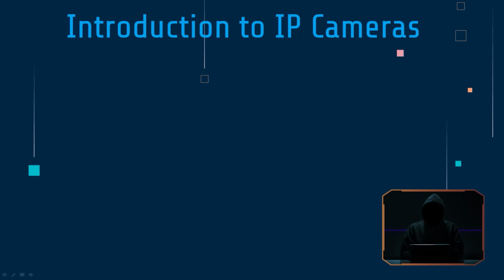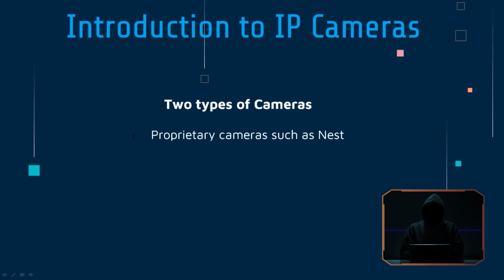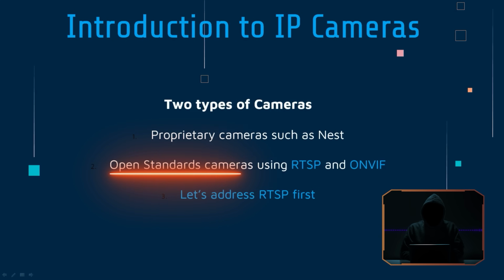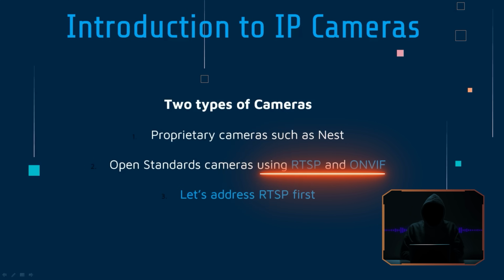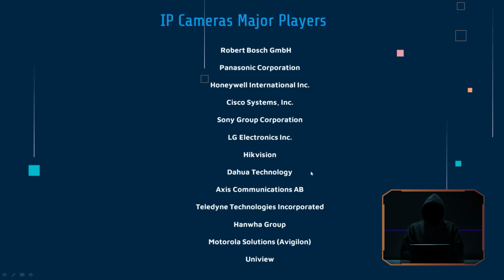So as this slide shows, there's at least two types of cameras out there. There's these proprietary cameras, like the Nest cameras, and then there's the open standard cameras, which are the vast majority of the cameras, right? And these use RTSP and ONVIF. These are two of the protocols that are used in these cameras. In some cases, these cameras use both of those protocols.